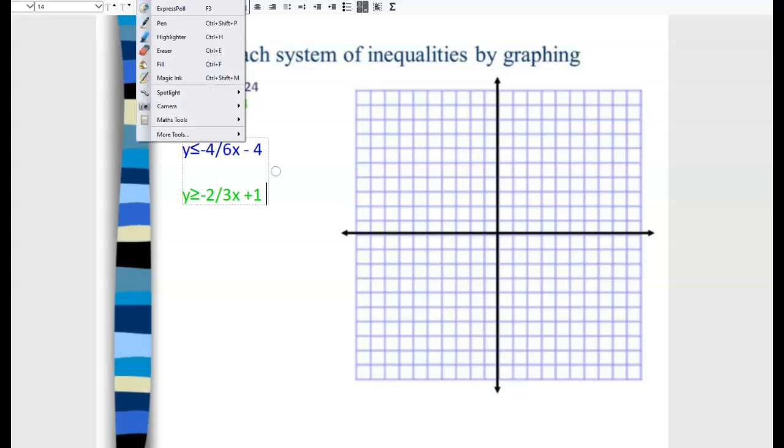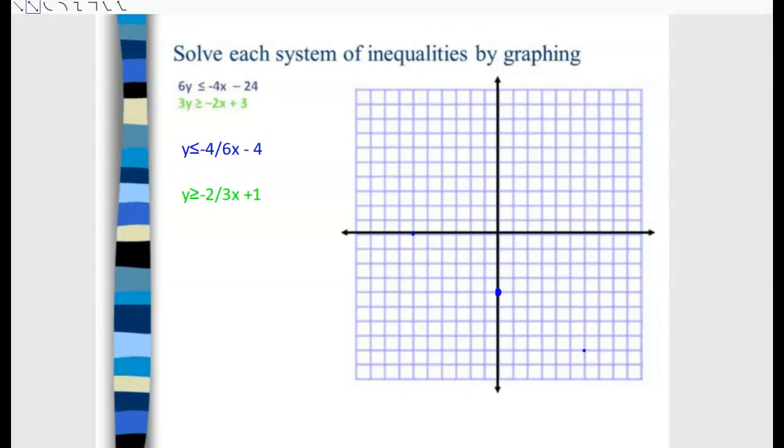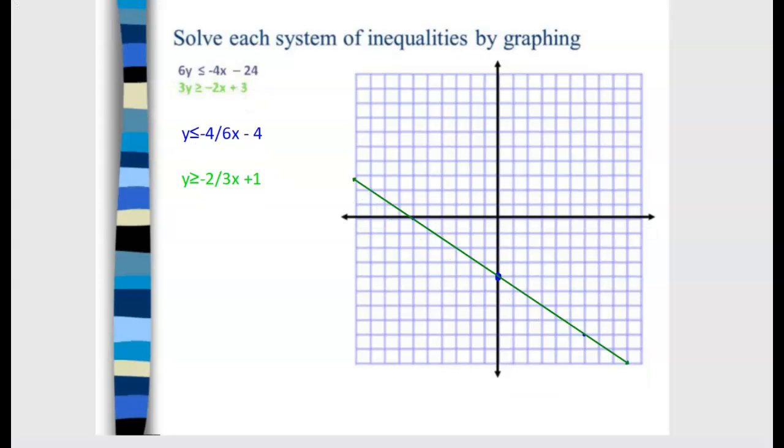So we'll plot our y-intercepts. So we start at negative 4. Goes down 4 and right 6, or up 4 and left 6. My line is solid. And y values are less than, so we shade below.